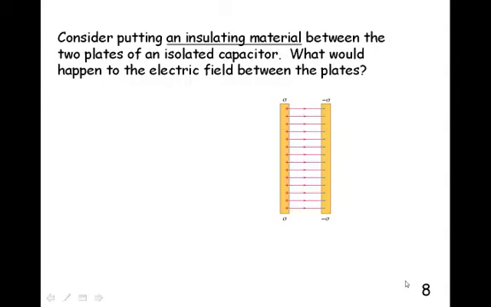All right. First, let's consider putting an insulating material between the two plates of an isolated capacitor that's charged up. What would happen to the electric field between the plates? Well, if we put a material in here, charge is going to want to flow since there's an electric field present. So electrons will be attracted to this side of that material and protons will be left on the other side. In other words, that material has become polarized.